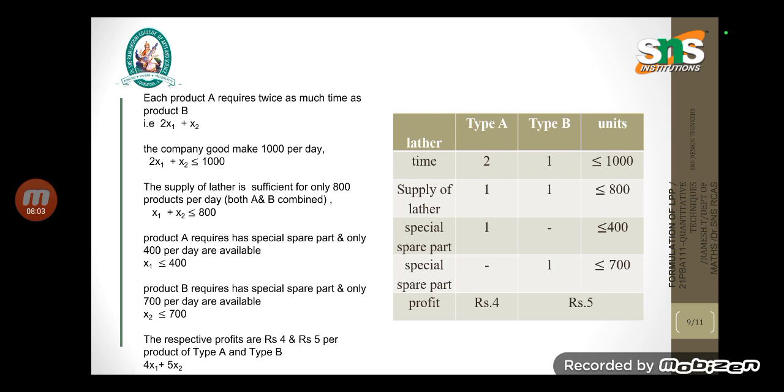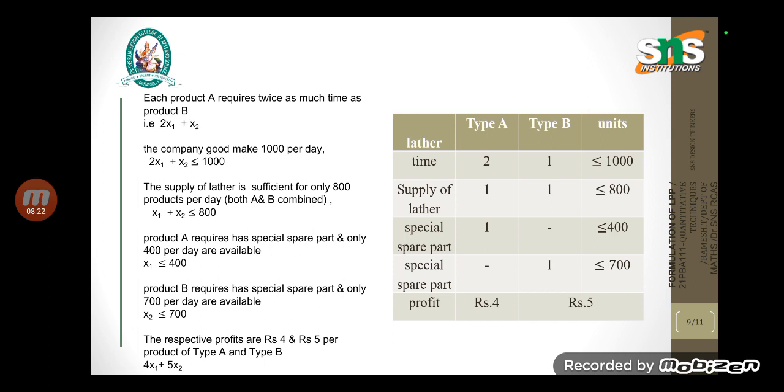Next, the supply. The supply of leather is sufficient for only 800 products per day, A and B combined. Therefore, product A has one supply, and similarly product B is also one supply. Therefore, the leather is sufficient for not more than 800. So it is x1 plus x2 less than or equal to 800.